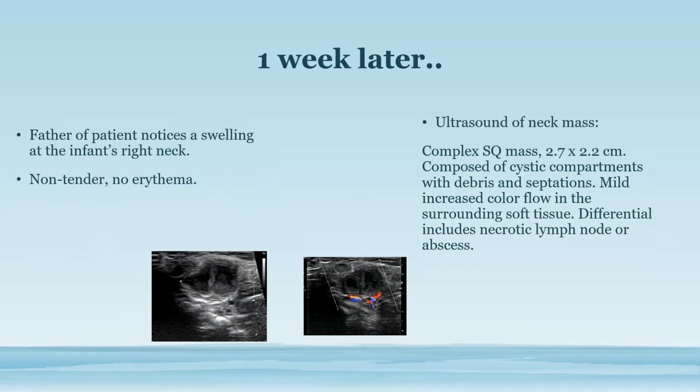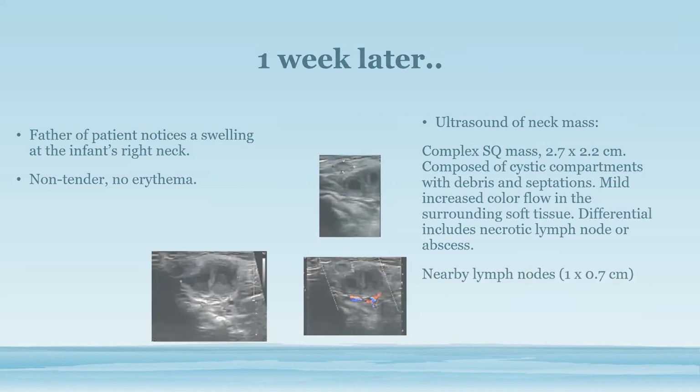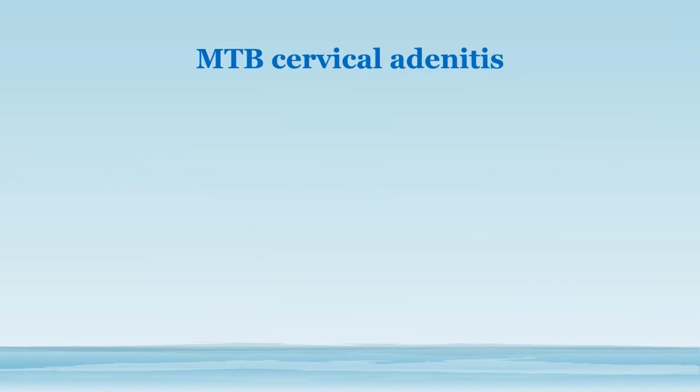But this mass was measuring almost 3 centimeters of cystic compartments with debris and septations, with some mild increased color flow. And they were most suspicious that this was a necrotic lymph node, which was our concern when the parent called us as well, that this infant is now showing that there is actually TB disease present. There were 2 other nearby lymph nodes also. So we now have a 9-week-old infant with MTB cervical adenitis.